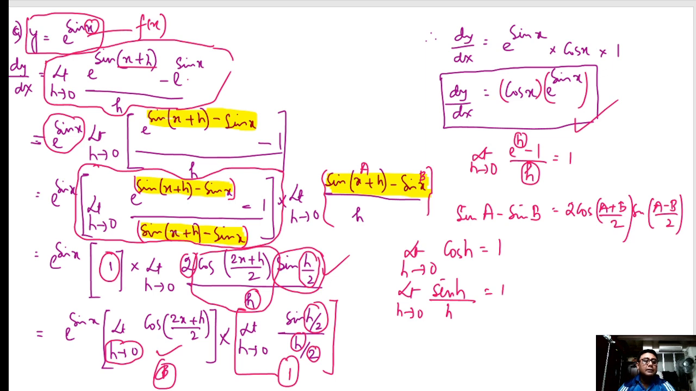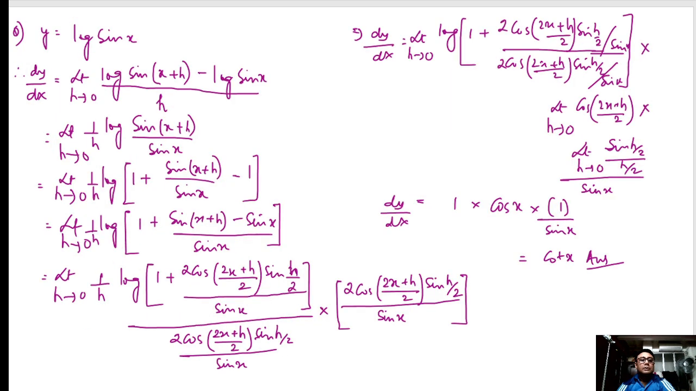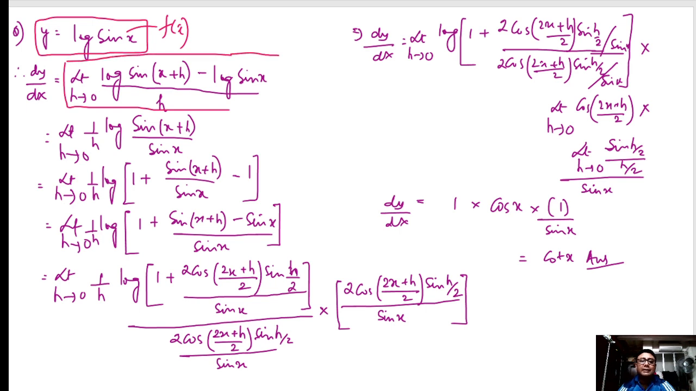So let us see the next sum. The next sum says our f(x) is log sine x. This is our f(x), which is log sine x. So applying the first principle, we will write limit h tends to 0, f(x plus h), that means instead of x I will put x plus h, minus f(x) by h. So this is what we have applied here.